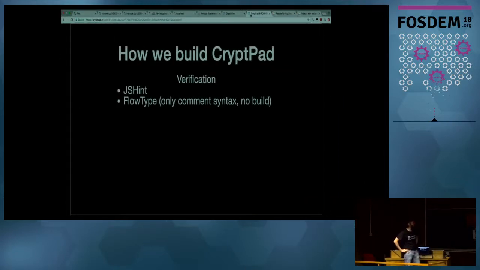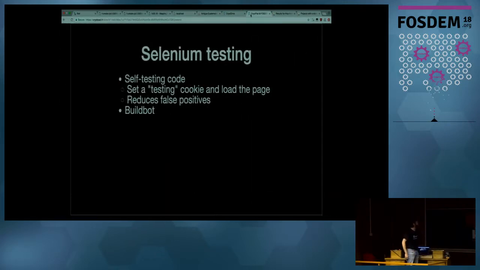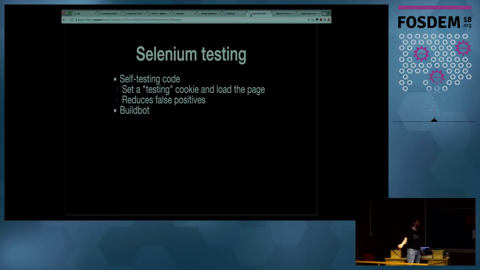So we also use JSHint and Flow type, which are quite nice. But again, no build. So we don't allow strange syntax leaking into our JavaScript. We use only the comment syntax of Flow type. And we use Selenium testing. But again, we're kind of old man about this, where we say, yeah, we'll Selenium test, but we're only going to use Selenium to load the page and then to pull the logs out of the page.